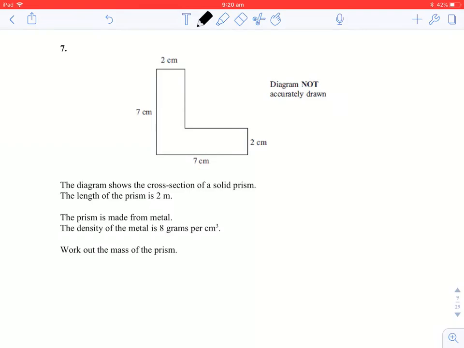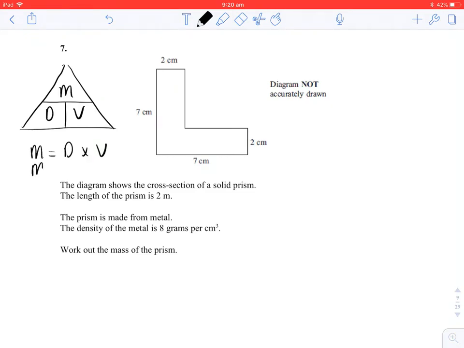So what we need to know here is our mass, density, volume triangle. If we draw it out, I always remember that mass is on top, and then you've got density and volume on the bottom. So if we want to find the mass, the mass is going to be the density times the volume. So the mass is the density, which we know is 8, times the volume, which we don't know. So we need to work that out.